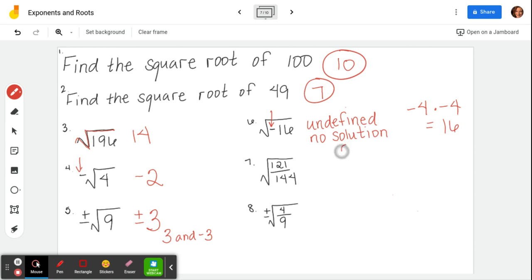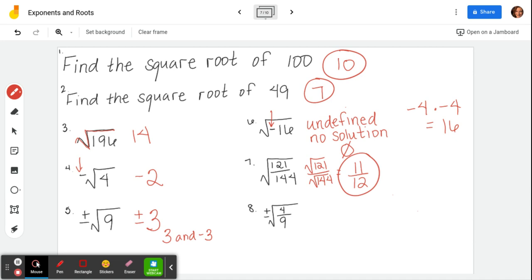Sometimes you'll even see this symbol here. It means no solution. Square root of a fraction, again, looks super intimidating, but it's not. It really just means do the square root of the top and then do the square root of the bottom and then reduce your answer if possible. The square root of 121 is 11 because 11 times itself equals that. The square root of 144 is 12 because 12 times itself equals that. So it's just 11 twelfths.